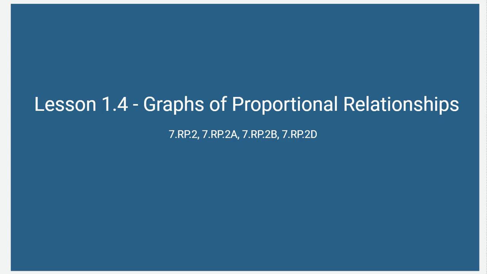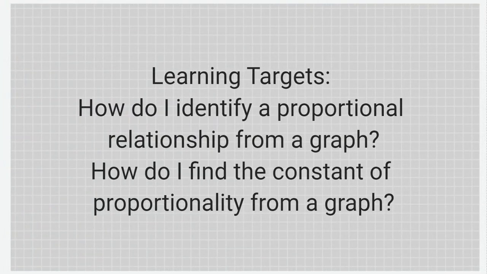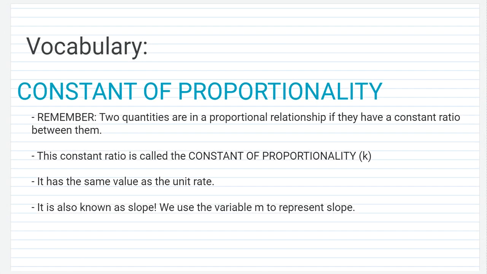In this video, we're going to be covering lesson 1.4, which is all about the graphs of proportional relationships. Our learning targets for this video are how to identify a proportional relationship from a graph. And then in part 2 of this video series, we'll do how do I find the constant of proportionality from a graph, and we'll focus on that. The only vocab is constant of proportionality.